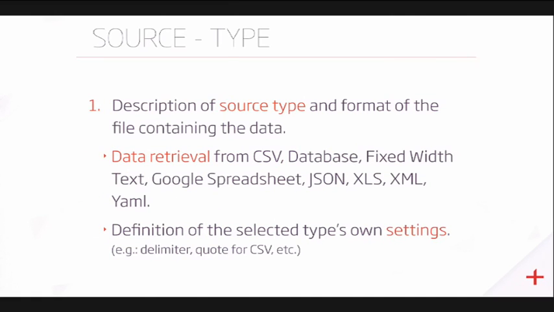As I mentioned, you can define the source type. And not just the source type, you have to define its own settings as well. For example, in a CSV file, you can use different delimiters or quotes. Or in an Excel file, you need to define the sheet name. Or for a database, you need to define the URL you want to use to connect to the database and maybe the table you want to retrieve the data from.